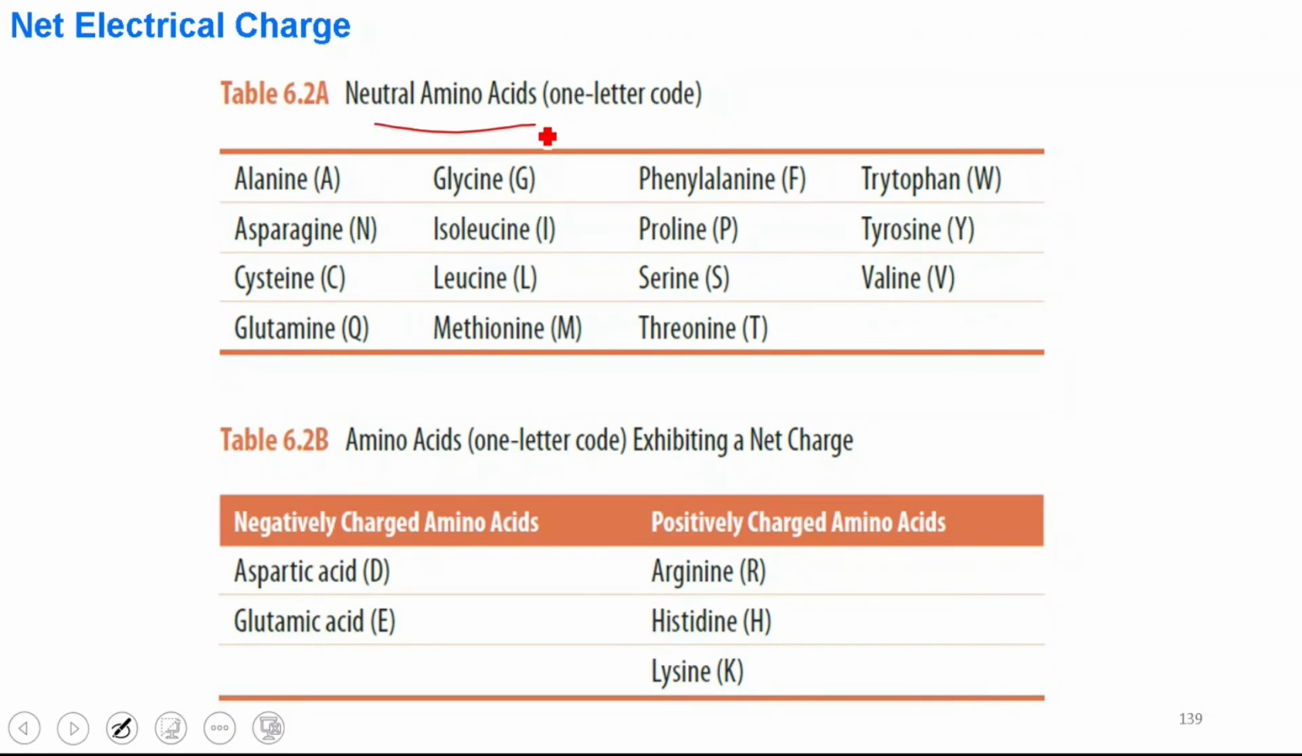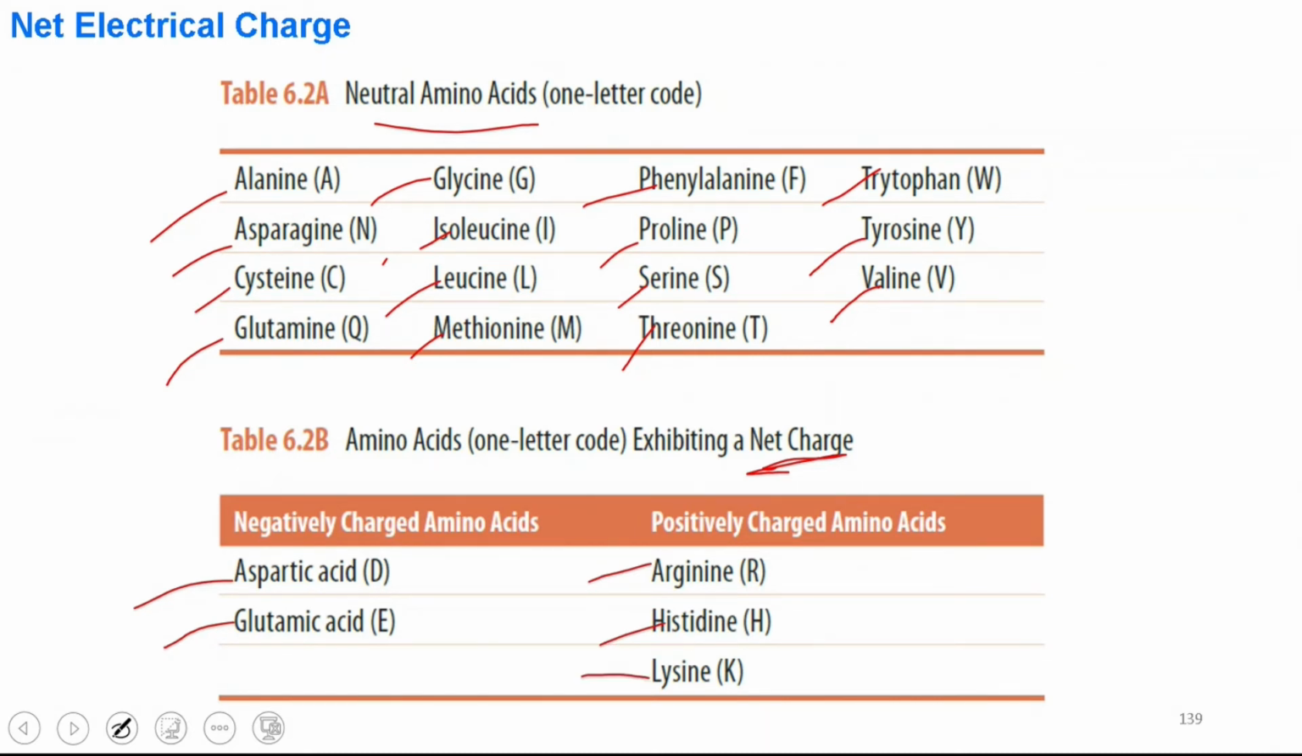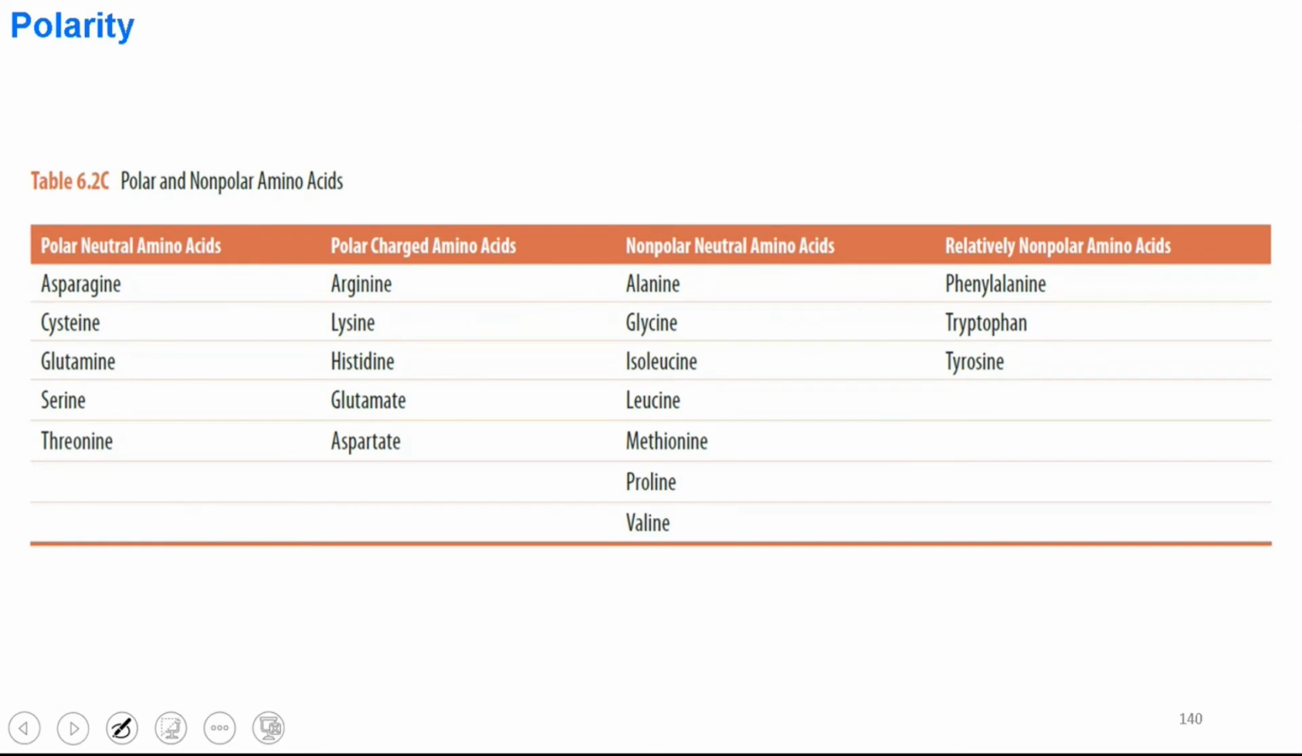These are neutral amino acids. Neutral amino acids are alanine, asparagine, cysteine, glutamine, glycine, isoleucine, leucine, methionine, phenylalanine, proline, serine, threonine, tryptophan, tyrosine, and valine. These are the neutral amino acids. And there are some charge containing amino acids: aspartic acid, glutamic acid, arginine, histidine, and lysine. They do have some net charge. If we move forward, polar and non-polar amino acids. Polar amino acids are asparagine, cysteine, glutamine, serine, threonine, and the charged polars are arginine, lysine, histidine, glutamate, and aspartate. You can see relatively non-polar amino acids somewhere here.